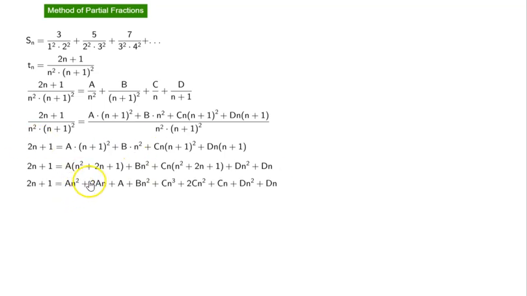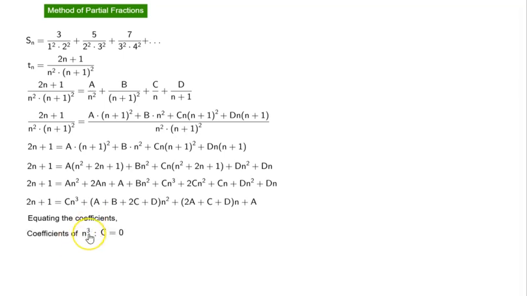Further simplifying, we get an² plus 2an plus a plus bn² plus cn³ plus 2cn² plus cn plus dn² plus dn. Keeping the like terms, we have cn³ plus (a+b+2c+d) times n² plus, for n, we have (2a+c+d) times n, plus a. Now we equate the coefficients.